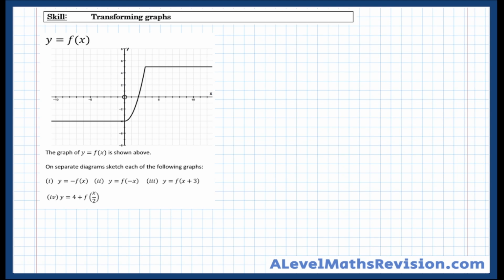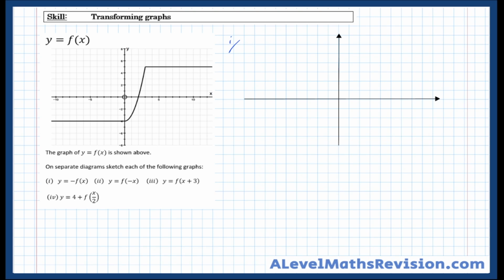This one says, the graph of y equals f of x is shown above. On separate diagrams, sketch each of the following graphs. So the first one, part one, is y equals minus f of x. So let's have a go at drawing that. There's the axes there on which we're going to draw our solution. Now you may think you know how to do this, in which case, fire away, go ahead, pause the video and check the answer against mine.